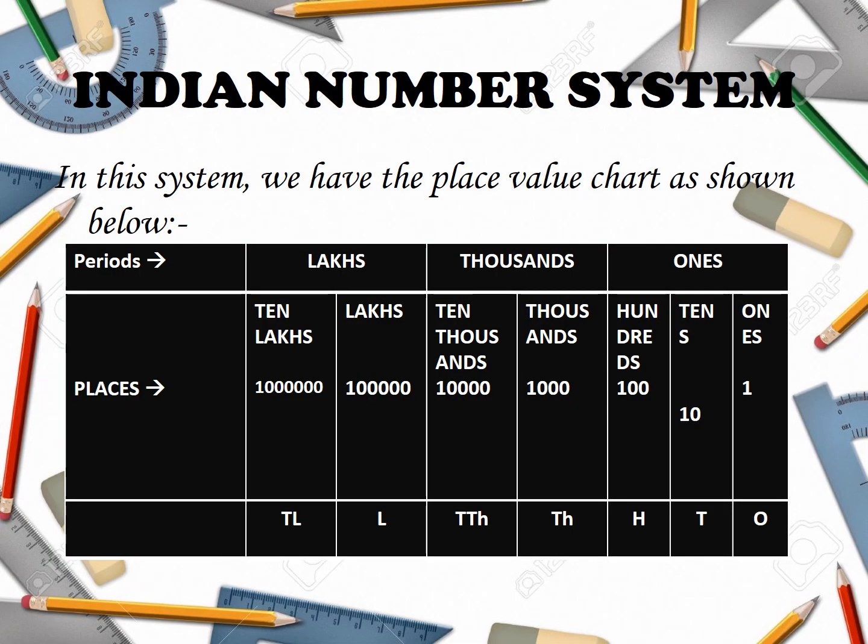Indian number system. It is also known as the Hindu-Arabic system of numeration. In this system, we have the place value chart as shown below. The 7 places have been grouped into 3 periods or bunches. The first 3 places make the ones period. The next 2 places make the thousand period. The next 2 places make the lakhs period.